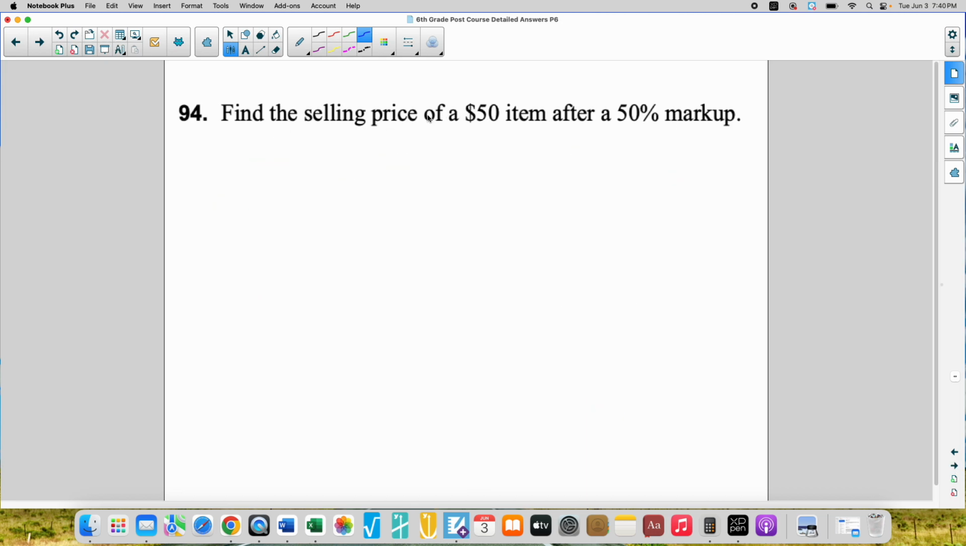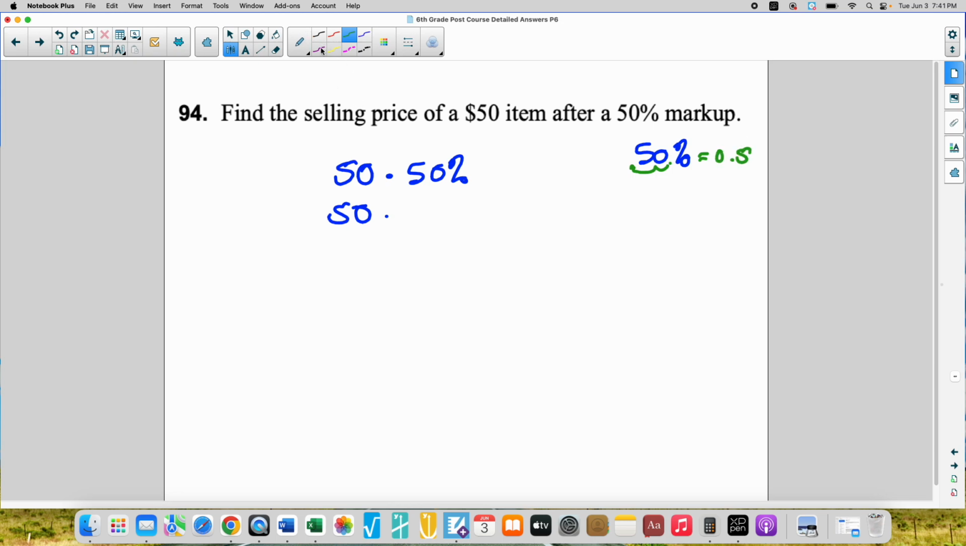Find the selling price of a $50 item after a 50% markup. So, this is a little bit of mental math, kids. We're going to take $50 and we're going to multiply it by 50%. That's how much we're adding on to it. So 50%, we don't multiply by percents. We have to change it to a decimal. So 50% as a decimal, we would move that decimal point, 1, 2. So that is equal to 0.5.